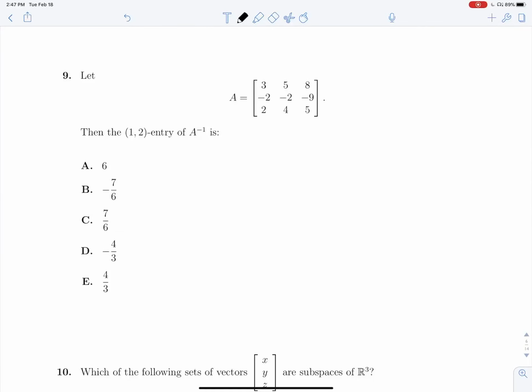For question 9, let's find the 1, 2 entry of A inverse. So I use cofactors for this. I learned it from a YouTube video a couple weeks ago, and it works pretty well for me. So the 1, 2 entry is going to be this one, and we know that the last step in taking the inverse of a 3x3 matrix using the cofactor approach involves flipping the positions of everything across the central diagonal here.